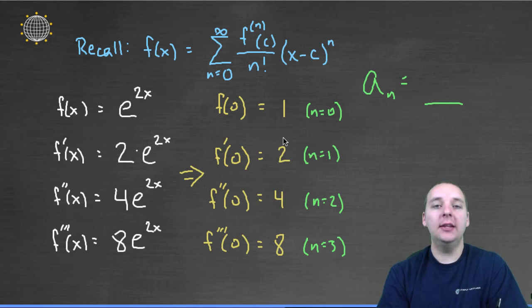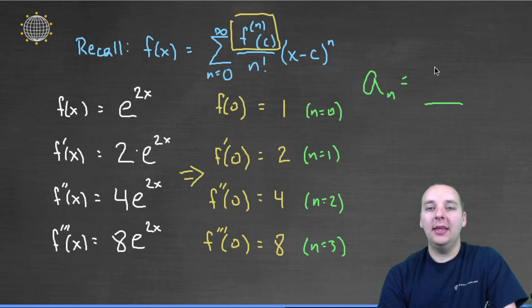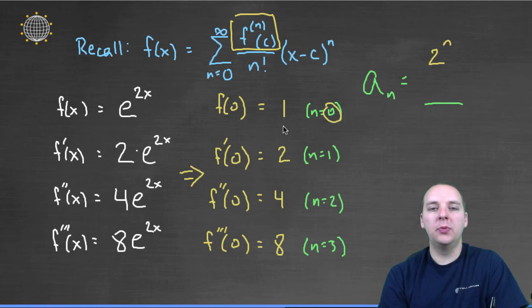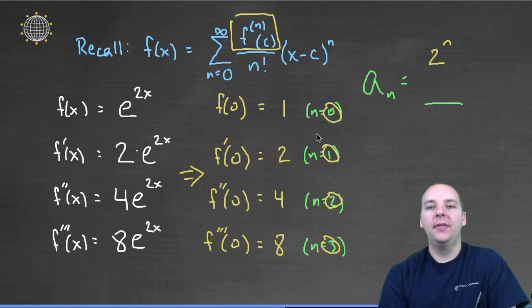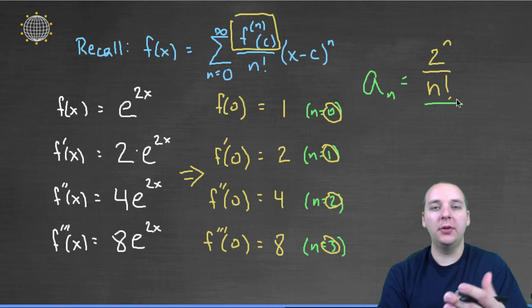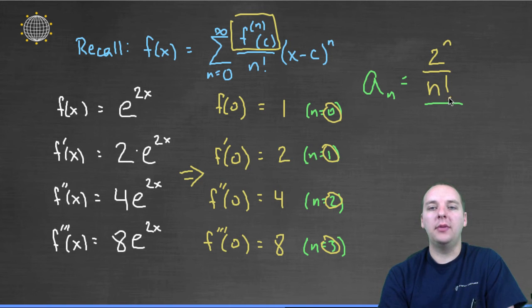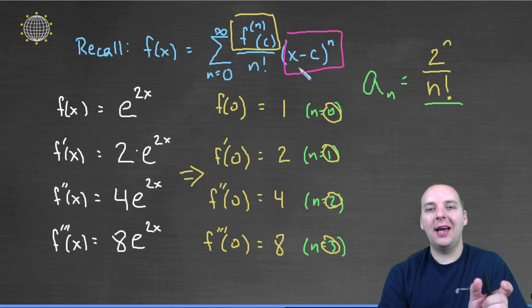This looks like 2 to the n to me. And so when you're writing your pattern down for the numerator part, I think we would have 2 to the n. Let's try it. 2 to the 0 is 1. 2 to the first is 2. 2 to the second is 4. 2 to the third is 8. Yeah, I think that works. That's our numerator. The denominator is always n factorial, so that's quite simple. You never change that. In every example, you'll have an n factorial. And then most people, when they write the a sub n, do not include this x minus c to the n. They'll just write that at the end of this.